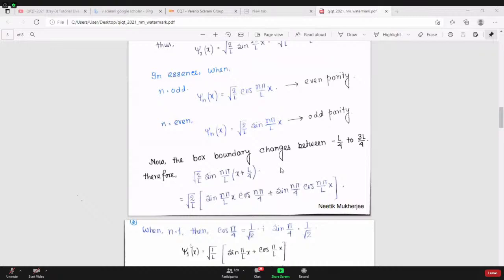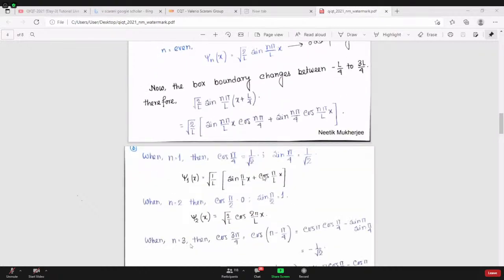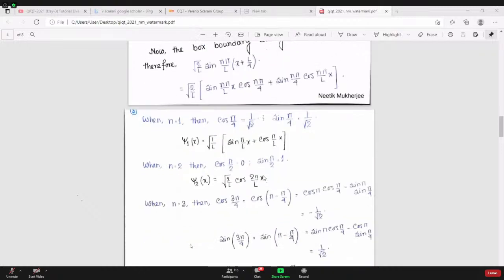Again, we follow the same procedure by replacing x with x plus L by 4. In this case, I just want to point out that we can also replace x by x minus 3L by 4, and then also we will get the same results. Here we have chosen that x should be replaced by x plus L by 2, and after certain calculations, we see that the ground state wave function is a combination of sine and cos function.